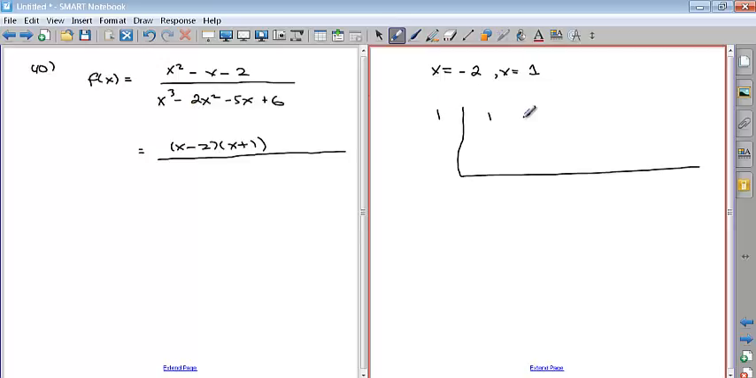So you've got 1, -2, -5, +6. So you bring the 1 down. 1 times 1 is 1. -2 plus 1 is -1. -1 times 1 is -1. Add those together, you get -6. -6 times 1 is -6.